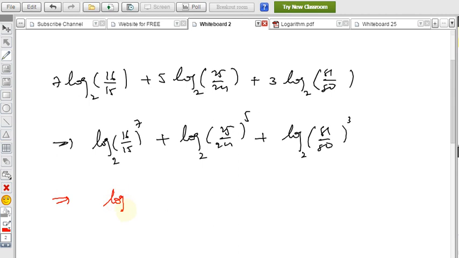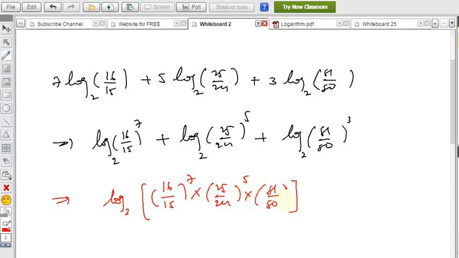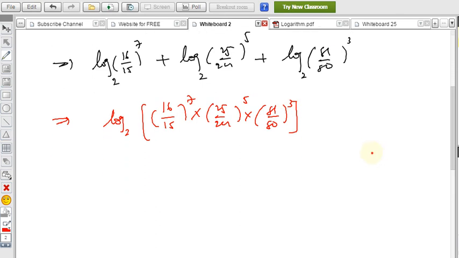Now with the single base 2 you can write all these values. Before that you can simplify everything: 16 by 15 all power 7 into 25 by 24 all to the power 5 into 81 by 80 all power 3. In these cases, if you do prime factorization and make simple powers, you can easily cancel. Log to the base 2. Now we observe here 16 to the power 7. So 16 I can write as 2 to the power 4. So 2 power 4 all power 7 is 2 power 28.